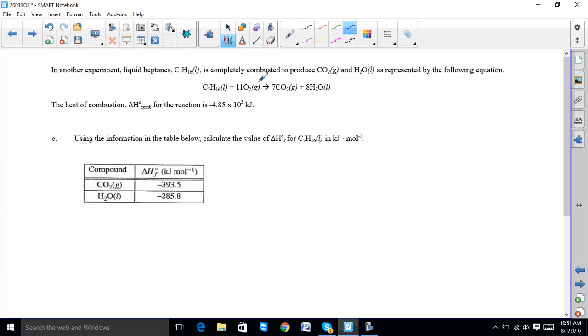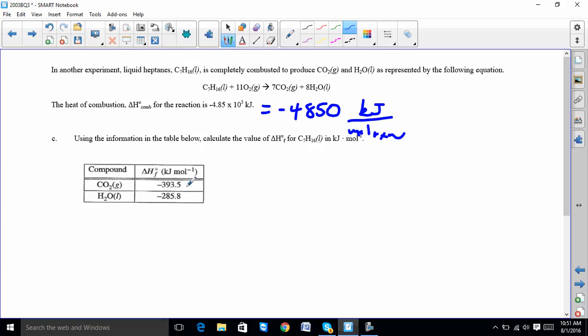In another experiment, totally different, we get this combustion, and the heat of combustion is this, and I'm going to tell you right here because of sig figs. I don't like doing sig figs when it's in scientific notation, so I'm going to take it out. This is negative 4,850 kilojoules per mole RXN. That's the new notation that came out in 2013, and this is 2003. Calculate the heat of formation.